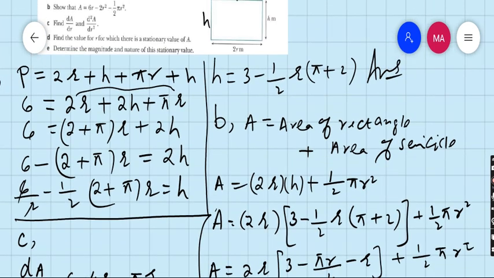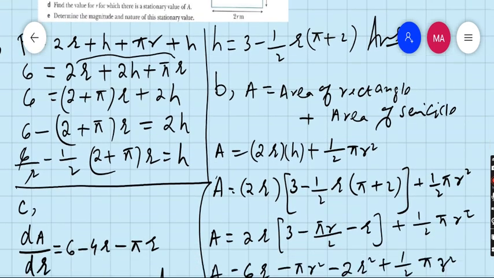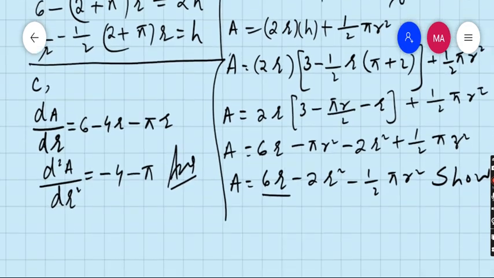Part D is: find the value of r for which there is a stationary value of A. Very easy.